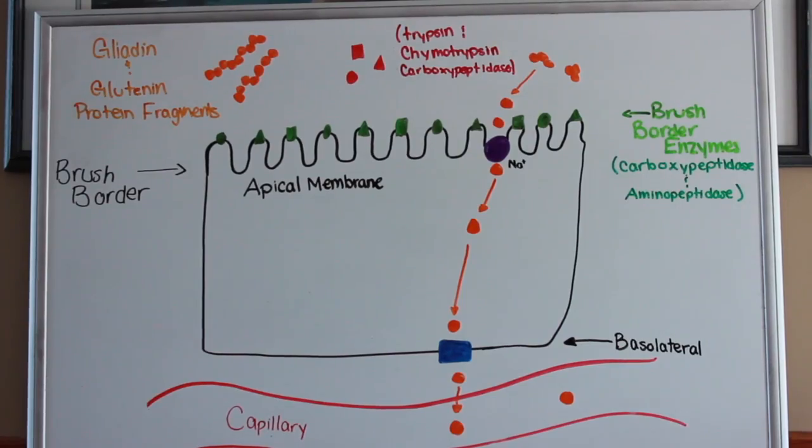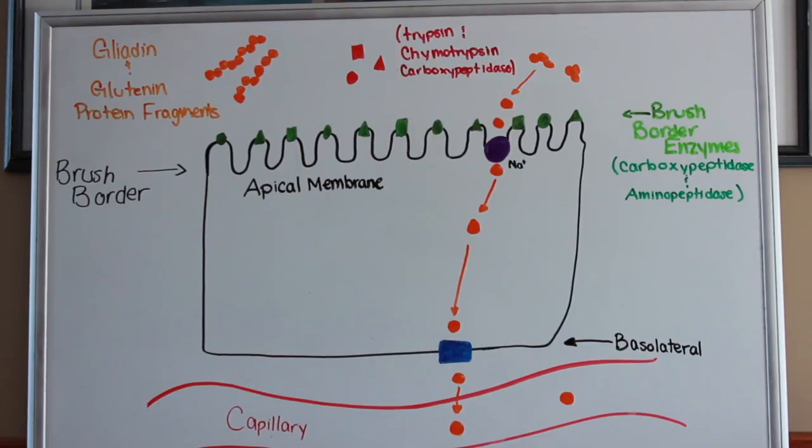In normal physiology, trypsin, chymotrypsin, and carboxypeptidase are produced in the pancreas and enter the duodenum, which is the first part of the small intestine, through a duct called the major duodenal papilla, where they plant themselves on and surrounding the brush border, which is also called the microvilli.